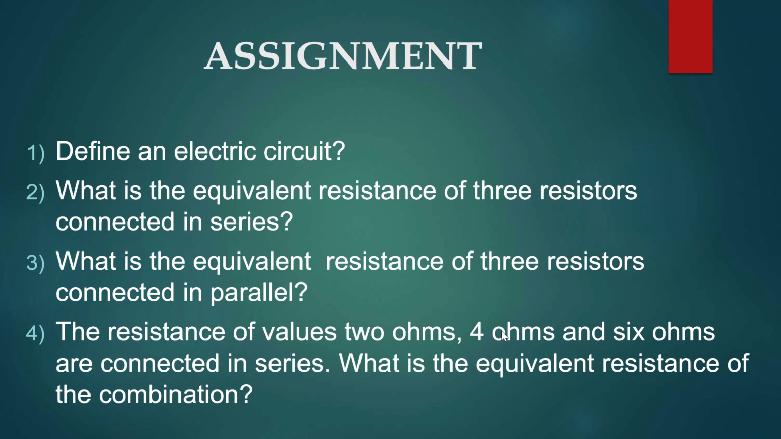Now coming to the assignment. First question, define an electric circuit. Second question, what is the equivalent resistance of three resistors connected in series? You need to write the formula, children. What is the equivalent resistance of three resistors connected in parallel? And the last question, resistances of values 2 ohms, 4 ohms and 6 ohms are connected in series. What is the equivalent resistance of the combination?